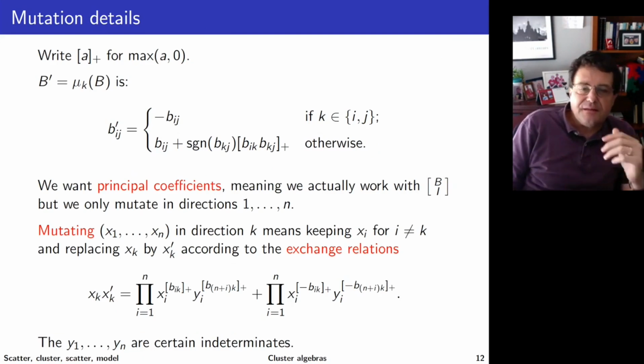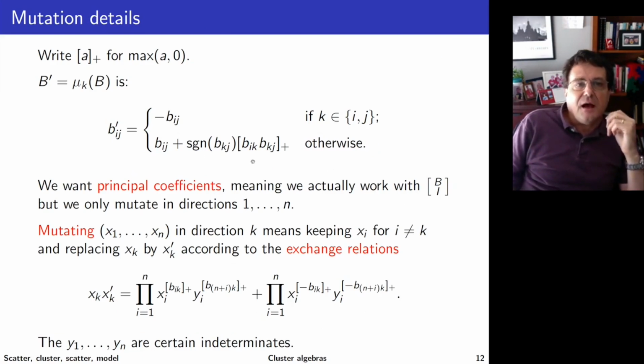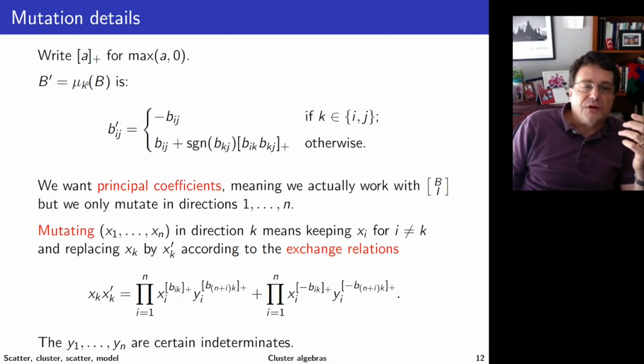Okay, so some slight details about mutation. Again, feel free to let your eyes unfocus on this. Matrix mutation, if you just change the entries and think about how each entry changes. If you're looking in row or column K, K is the direction where we're mutating, you just negate the entry. And in the other rows, you keep the entry and you add some bit that depends on, well, what does it depend on? It depends on the entry that was in row I.